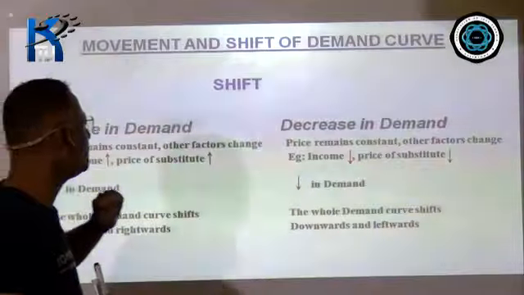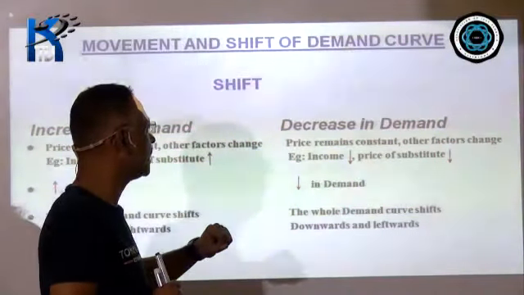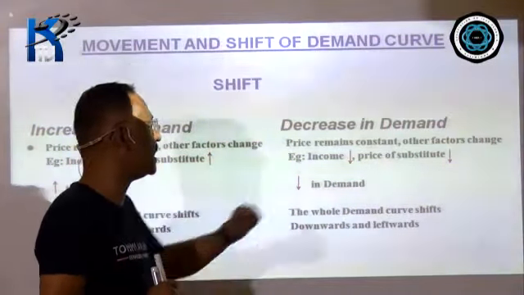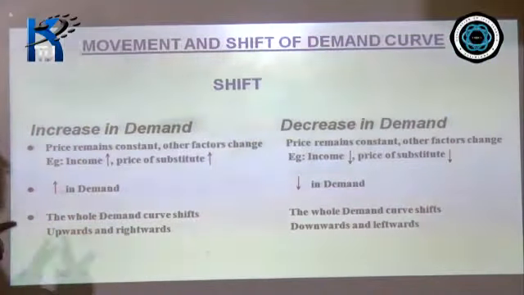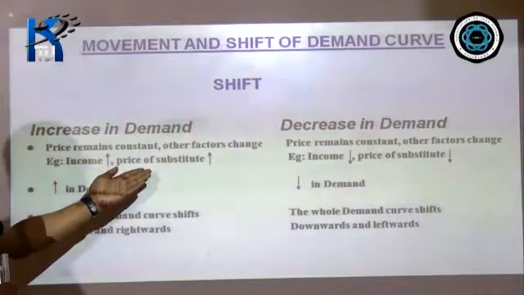Similarly, decrease in demand means price is the same, but your income has decreased. When your income decreases, what happens to the demand? Decrease in demand. So here in shift, you will notice that price will remain constant, but other factors can change, like your income can increase and decrease, so your demand will change. Let us see other examples. I have given another one.